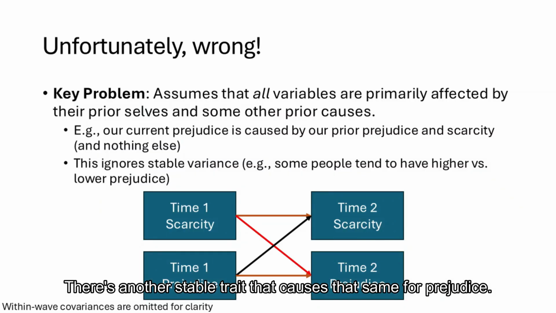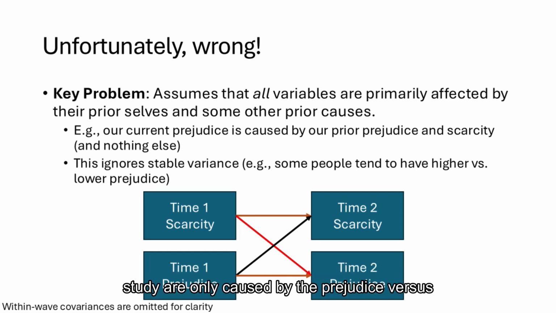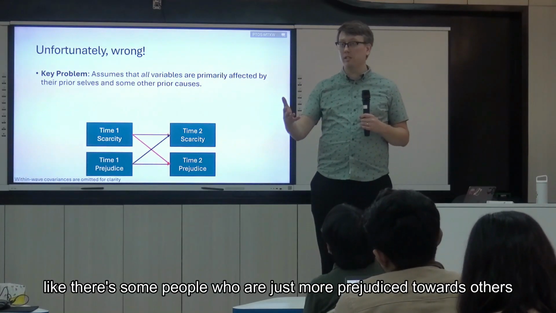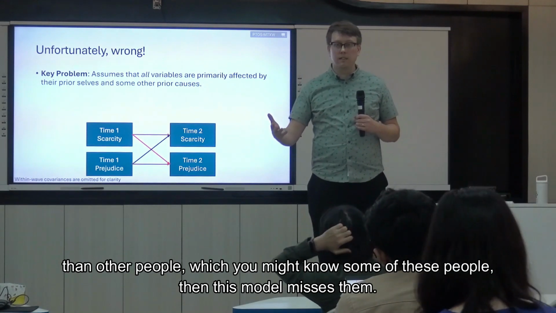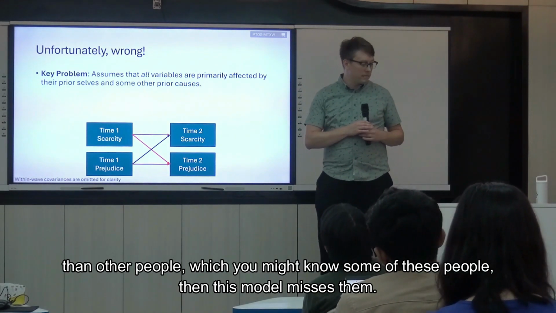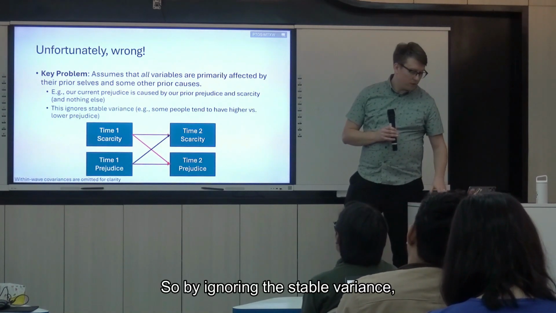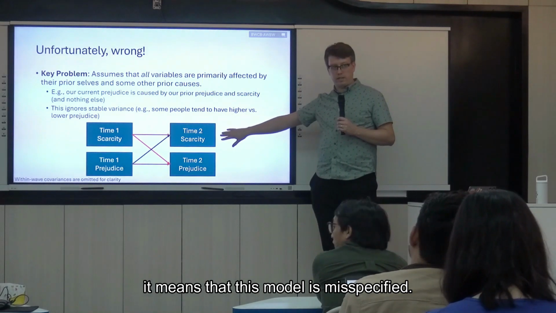Same for prejudice. This suggests that the prejudice towards these outgroups in my hypothetical study is only caused by the prejudice towards outgroups at the prior time point. But if there's any degree of stability over multiple time points, like there are some people who are just more prejudiced towards others than other people, which you might know some of these people, then this model misses that. So by ignoring the stable variance, it means that this model is misspecified.